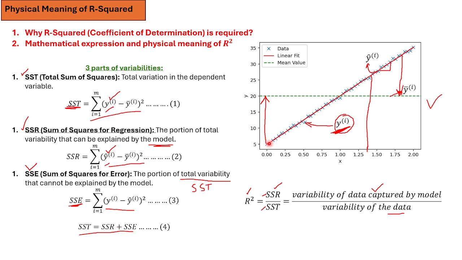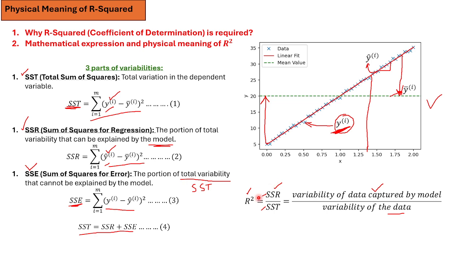capture the variability of the original data set Y. It means that our prediction line totally fits the actual value, meaning that y would be equal to y hat. That means these two equations, equation 1 and 2, will be the same. So SST will be SSR and R squared will be 1. That means the best fit; we cannot get a better fit than that.